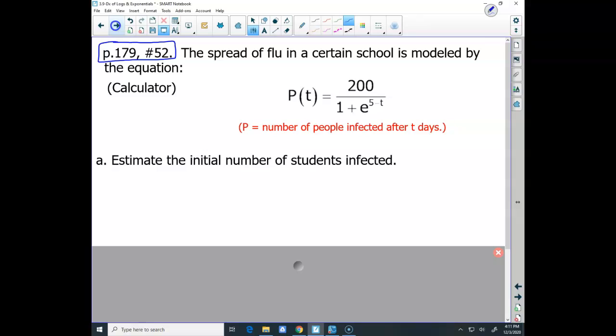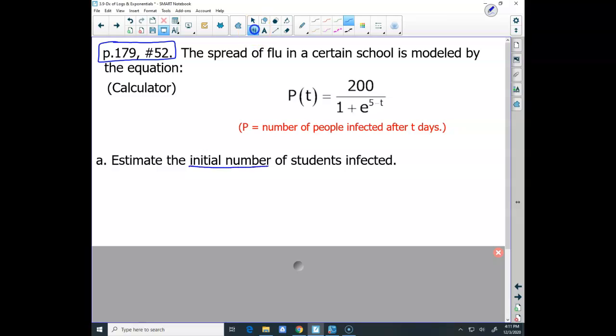Okay, remember your logistics typically kind of look like that, where we have a ceiling population and a bottom, and the virus comes in and it spreads, and it's going to peak out until everybody's infected. It's kind of like current days with the Rona. Okay, we can kind of apply this. P is the number of people infected after T days. Okay, this is not going to take us very long to get through this.